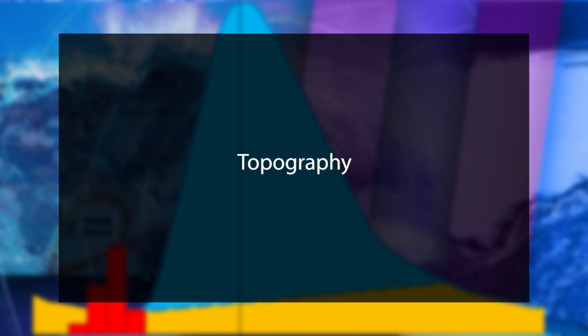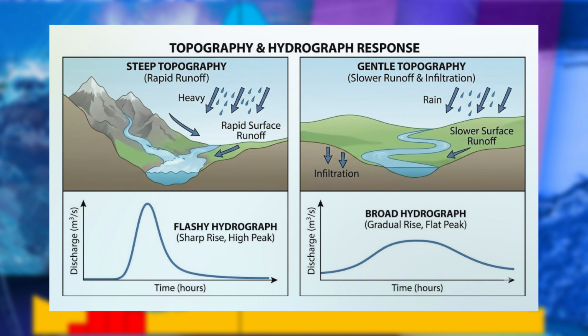Now, we will discuss the topography and its influence on the hydrograph behavior. Steep slopes contribute to rapid surface runoff, sharply rising limbs and high peak flows, while gentle slopes allow more infiltration and slower runoff, resulting in a broader and flatter hydrograph.